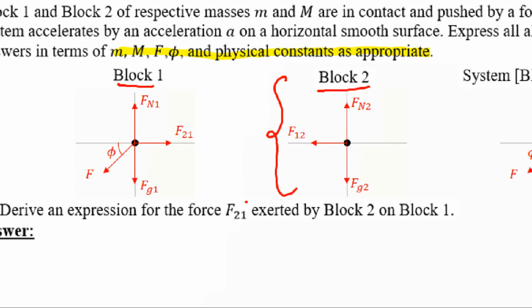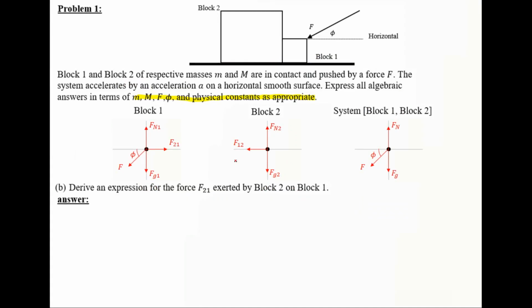Although they're asking me for F21, if we are able to calculate F12, we can deduce that F12 is equal to F21 according to Newton's third law, since they form an action-reaction pair. But remember that in such types of configurations, before we proceed, we need to determine the acceleration of the system. And this can be done using Newton's second law.